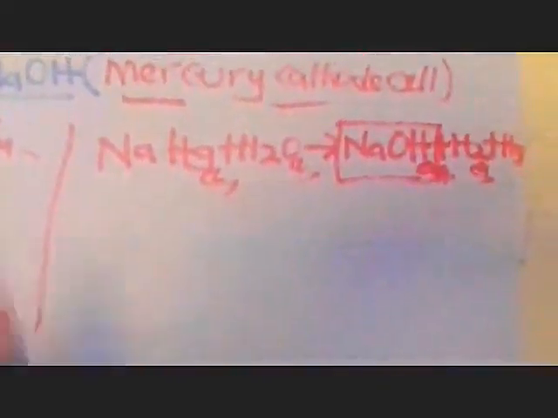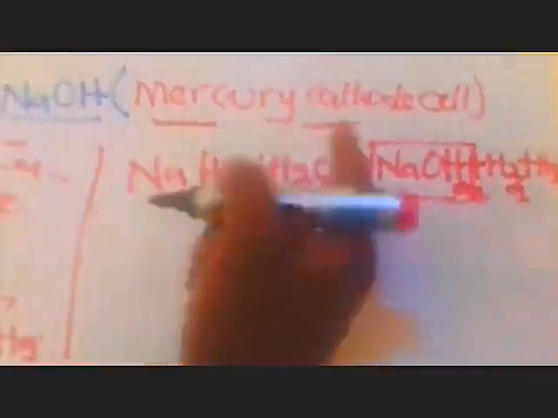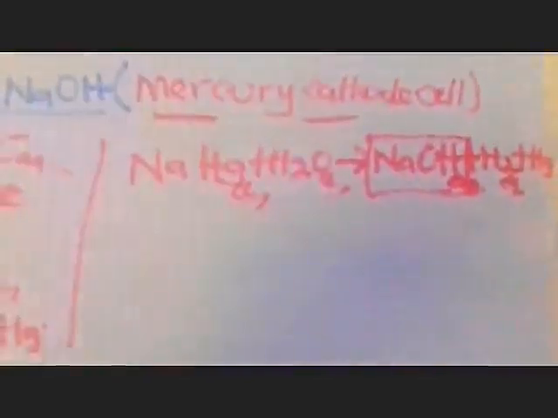So our major emphasis was on manufacturing sodium hydroxide. This is by electrolysis, and it can occur in the mercury cathode cell or the Castner cell.